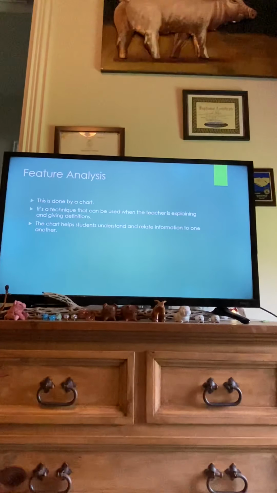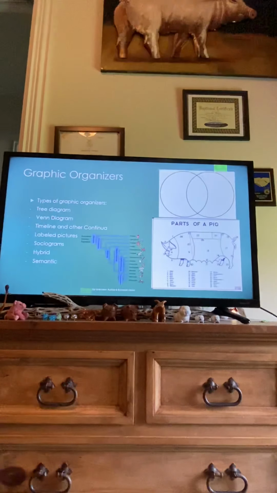The chart perspective leads us into graphic organizers. There are many types. There's tree diagram, Venn diagram, timeline and other continua, labeled pictures, sociograms, hybrid, and symptomatic. I would use a Venn diagram to compare and contrast goats and cows. And I could also use a tree diagram to show the parts of a pig, or label a picture.